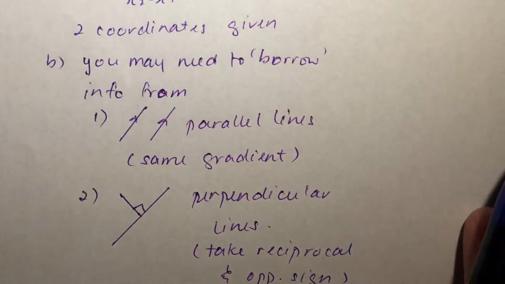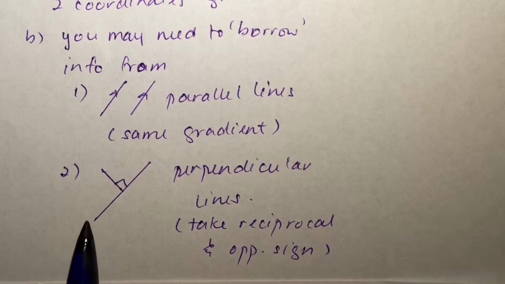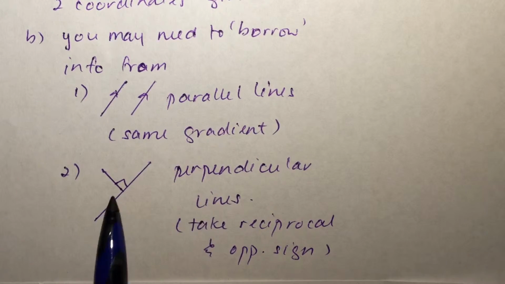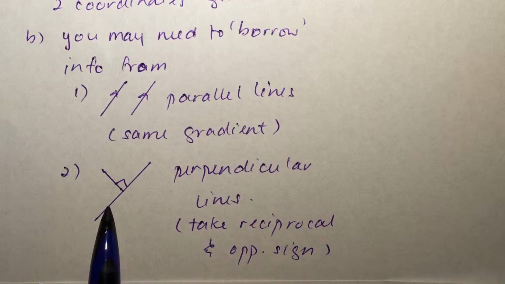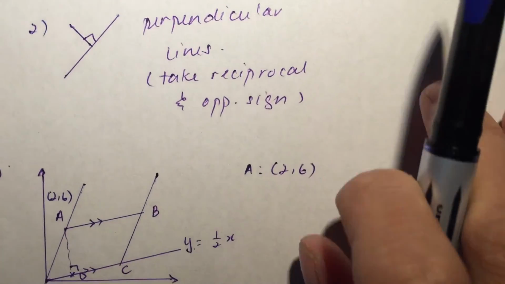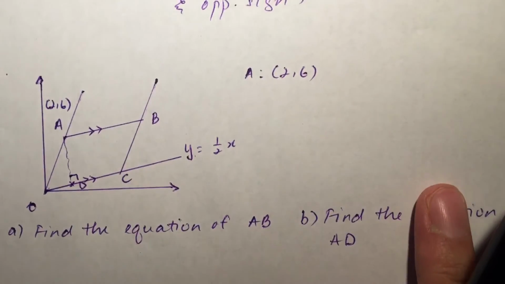Or you may have a clue that says the lines are perpendicular to each other, which means that you can borrow the gradient of the perpendicular line to find this gradient, and what you have to do is to take the reciprocal and then the opposite sign. Alright, now let's look at an example to see how this can be done.